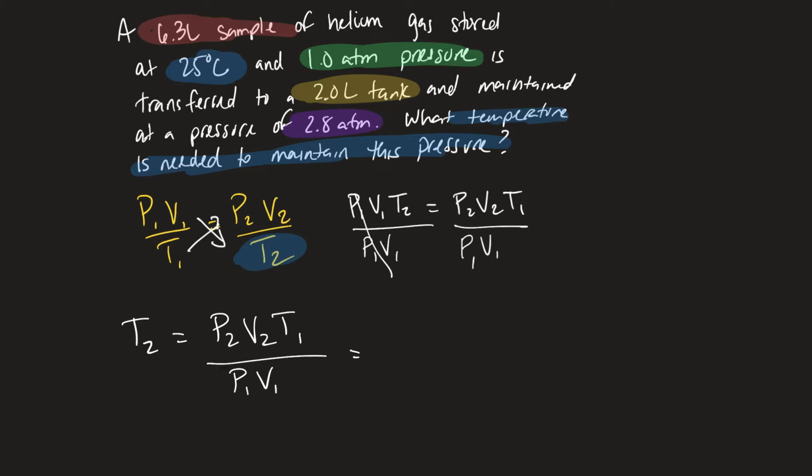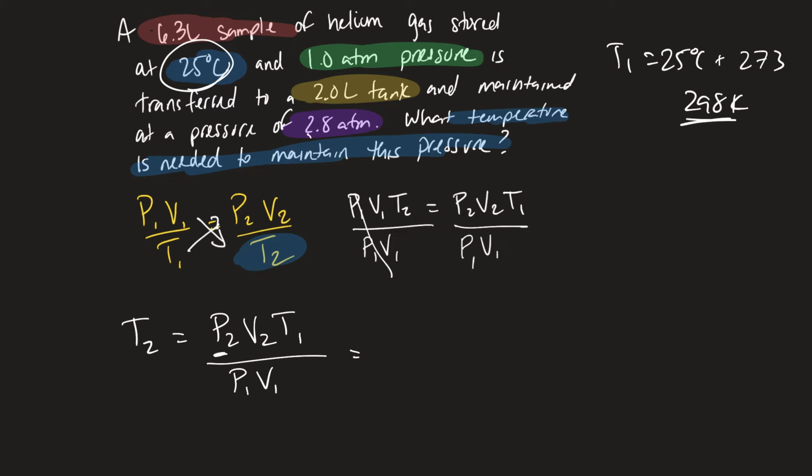All right, so now let's go ahead and plug in our numbers, right? Plug in the numbers that we have. But first thing first, before we do that, we need to change the T1 temperature. So T1 is 25 degrees Celsius. If we add 273, we get 298 Kelvin. All right, so we got to make sure that we have that. All right, and so now let's go ahead and plug in our numbers.